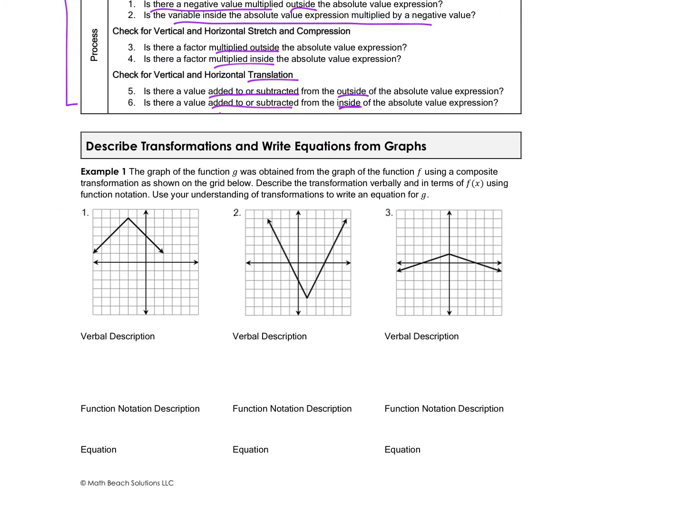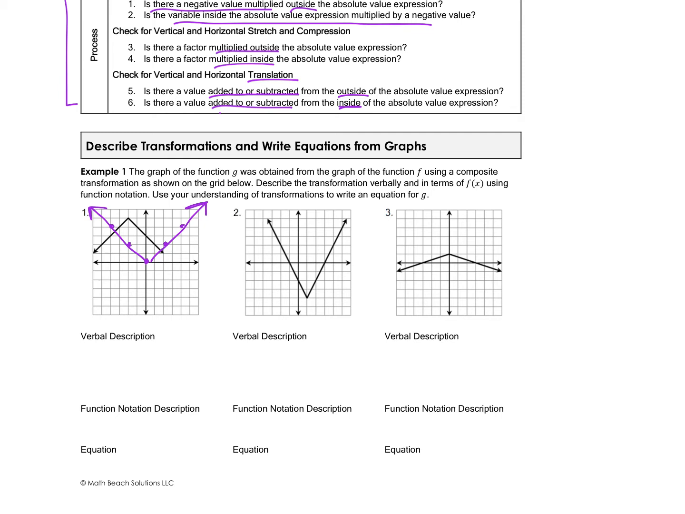So what we're going to do on example 1 is look at the graph of function g, which is plotted on the graph, and figure out what the composite transformation would be based on your parent function, the absolute value of x. If you don't remember what that looks like, you can graph it, if it helps you see your transformation. That's not necessary, but if it helps you, you can see what's happening.